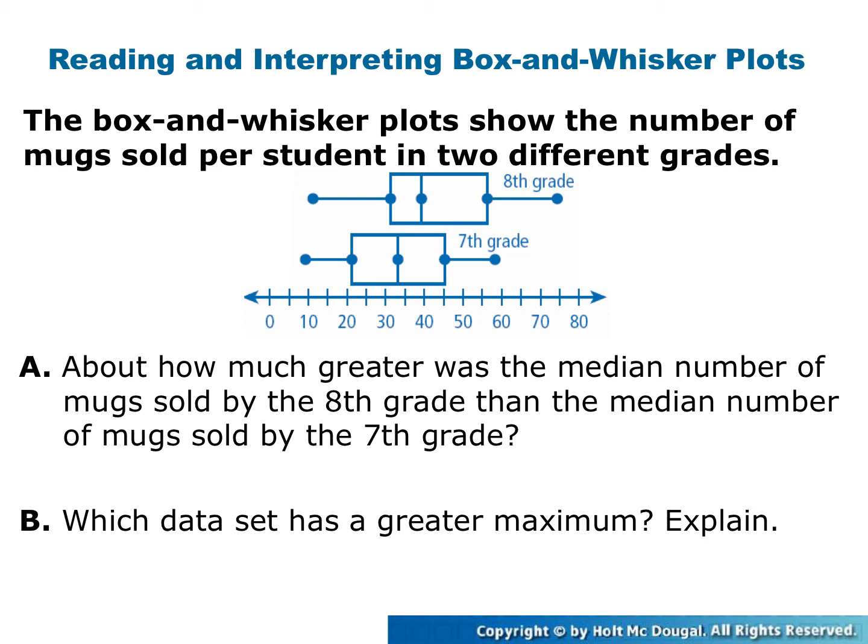Here, you've just got to be able to look at it, understand the numbers, and then see what the question is asking you, okay? So, in question A, it says about how much greater was the median number in the middle, okay, of mugs sold by 8th grade to the number of mugs sold by 7th grade. Well, here's where you're going to have to do, and you're going to have some number sense here, okay? You're going to estimate. So, that means you've got to find the median for both 8th grade and 7th grade.